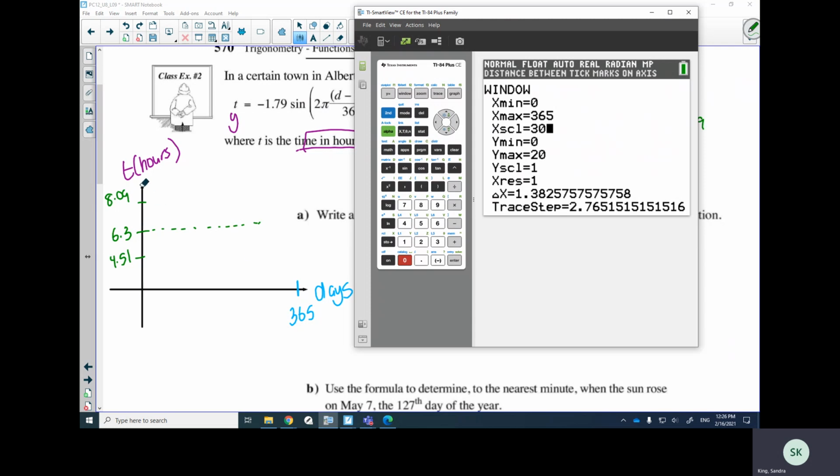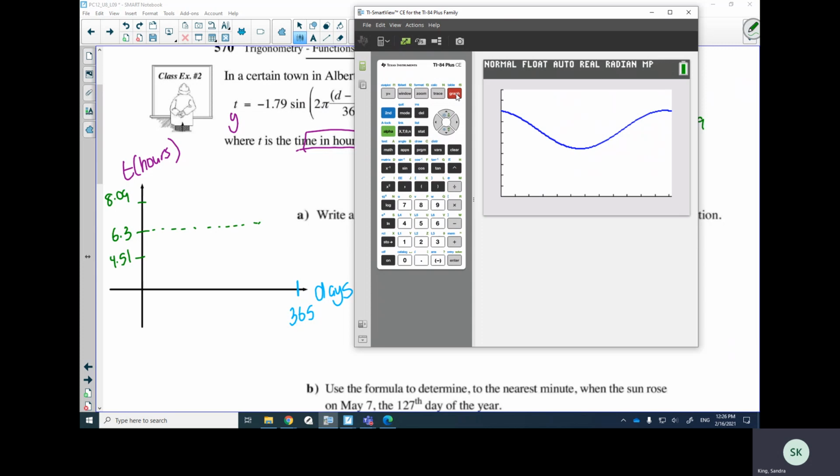What would be a good Y max to put? Yeah, 9, 10, just as long as it's above 8, right? So let's go to 0 to 10. So 0 to 10, and I want my scale to go up by 1 hour. So let's hit graph.